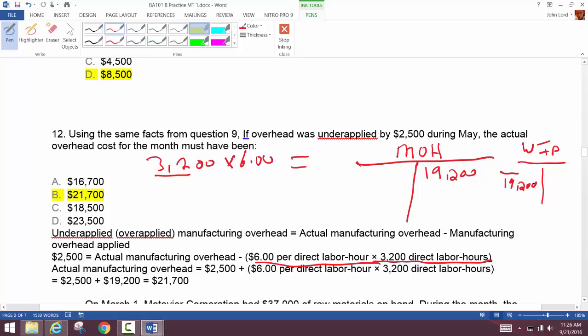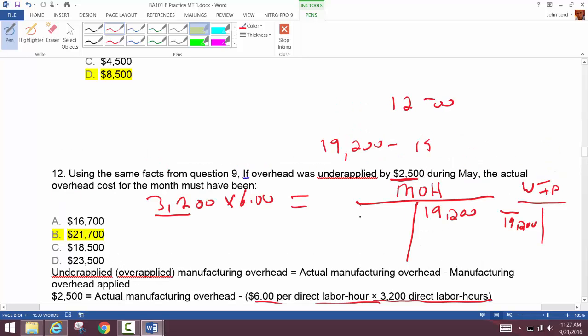Right? Okay. Now, did they tell me here that I had a what? That I had an underapplied of 2,500? That means that the actual has to be more than the applied, doesn't it? Right? So if I take the 19,200 and I add the what? 2,500, that means that the actual must have been 21,700, right? Which is what the question asked me here.